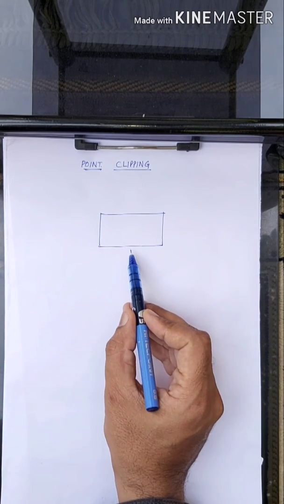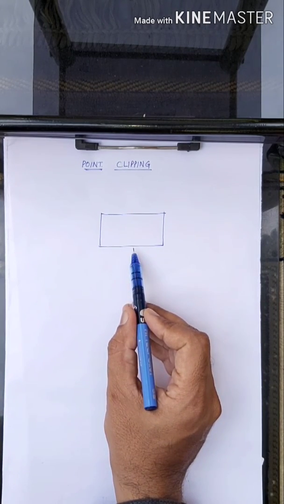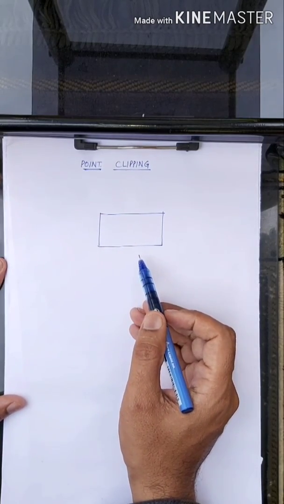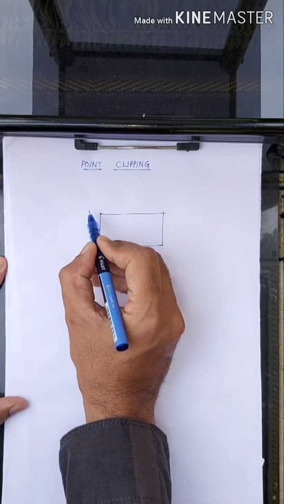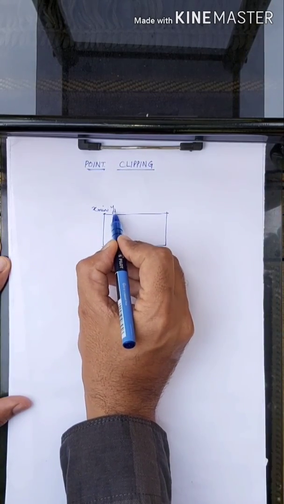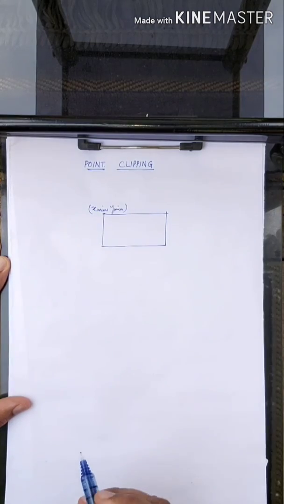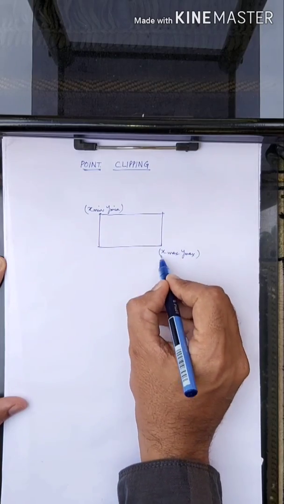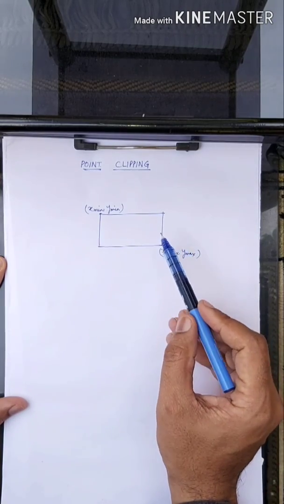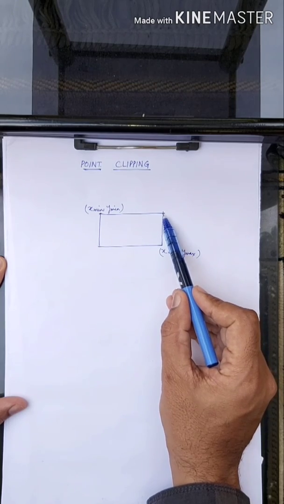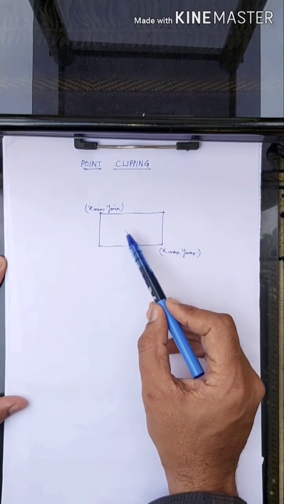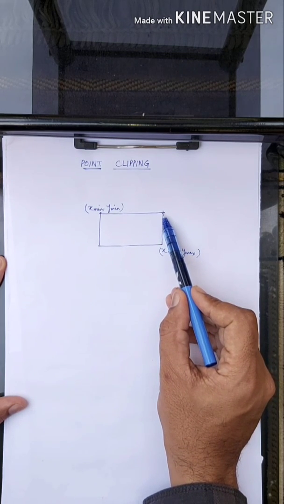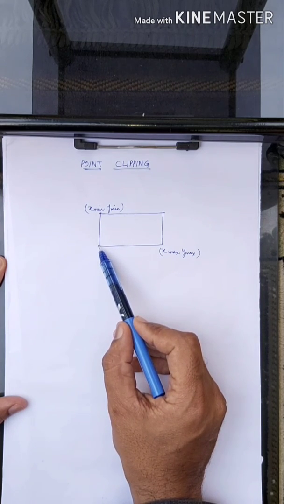Let us suppose we are given a rectangular window in standard orientation. So this rectangular window can be described by x min and y min as first coordinate and x max and y max as the second coordinate. We do not need to describe these 2 points, as these two can be calculated very easily. Coordinates of this point will be x max, y min, and the same for this extreme point will be x min, y max.